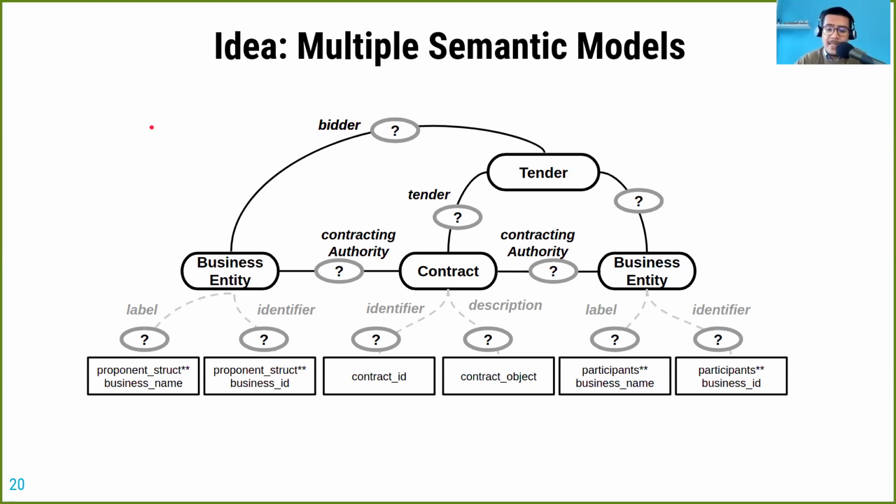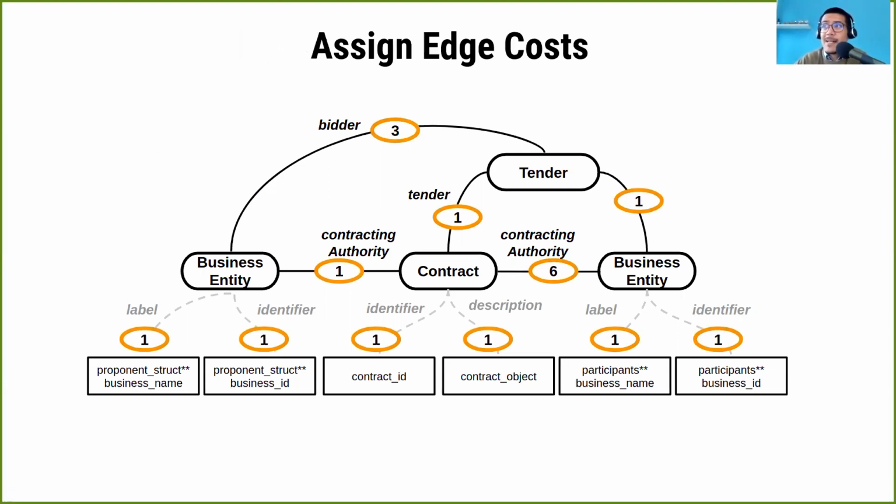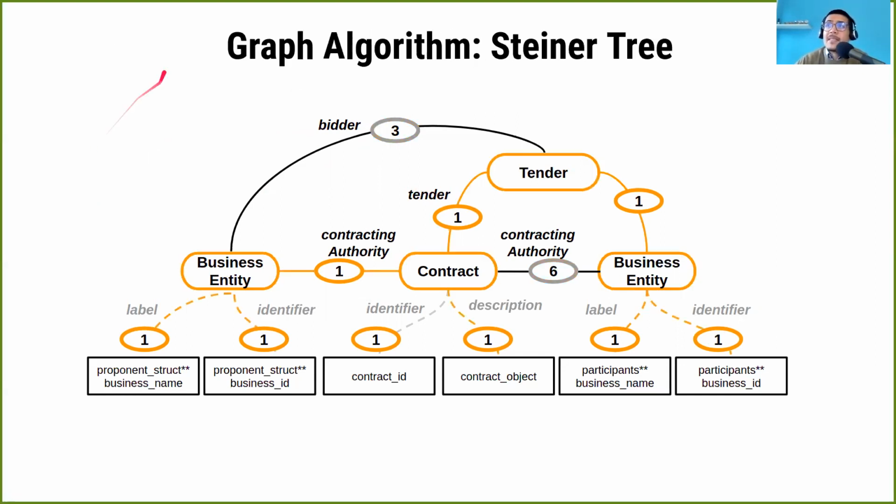Well, the idea that I developed during my PhD is to assign some costs to the edges of these paths. Because if we are able to assign specific costs to these edges, we can run some algorithms in order to identify, for instance, what is the shortest path that connects all my data source attributes. So in this case, the shortest path is this one in orange.